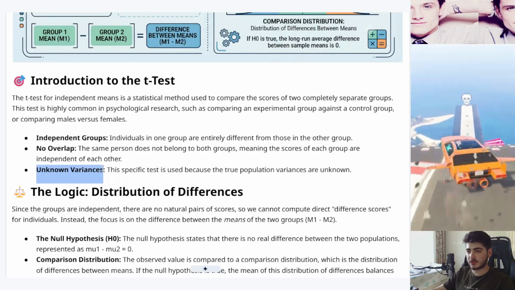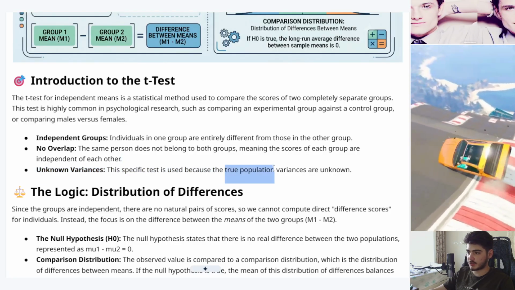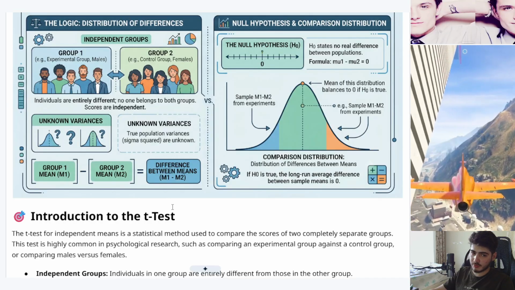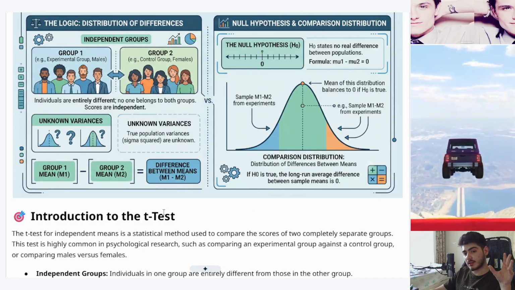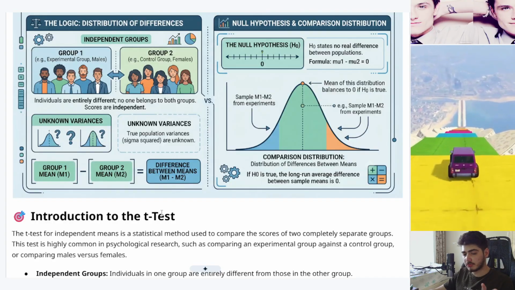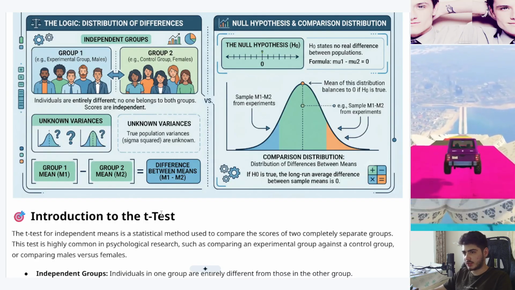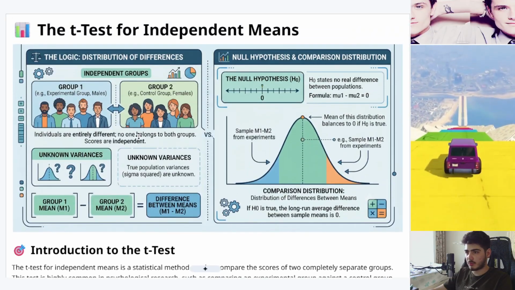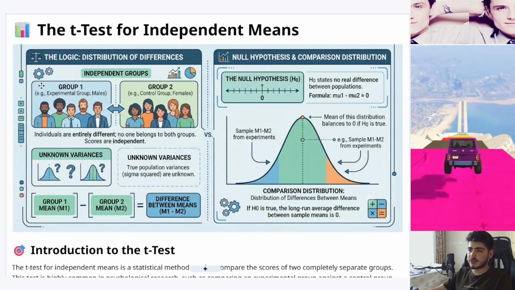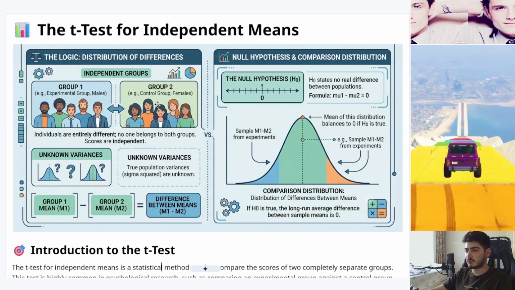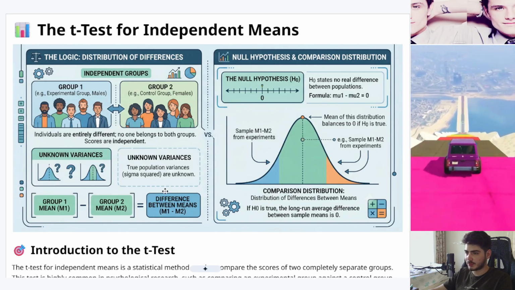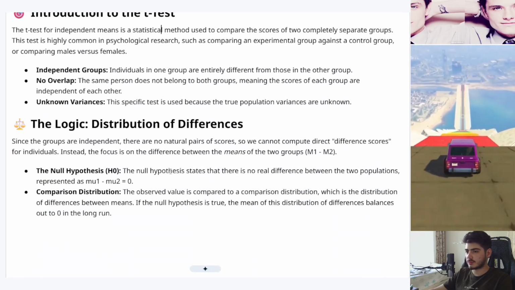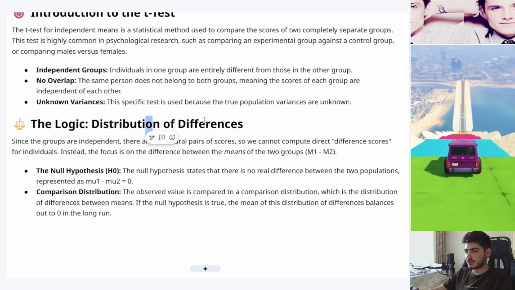And of course, we don't know the variances. True population variances are unknown. However, we have to assume that the variances between the samples are roughly the same, or generally treated as the same. I didn't double check that, but if I remember correctly, that should be the case. So group 1 is the experimental group, group 2 is the control group, entirely different, unknown variances. Anyway, so the logic is distribution of differences.